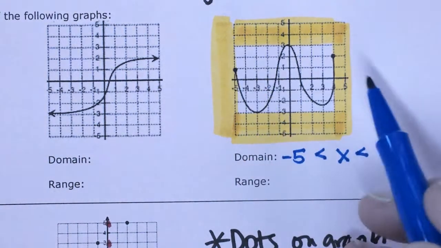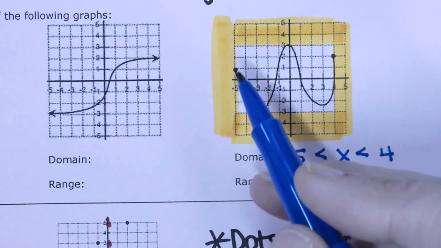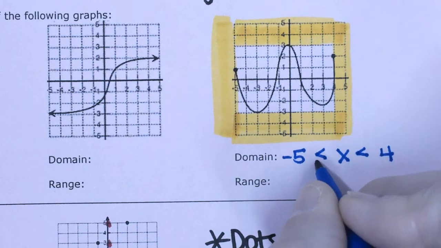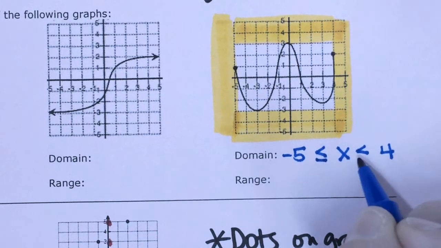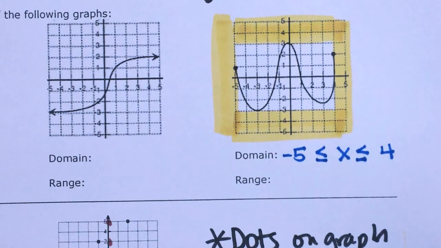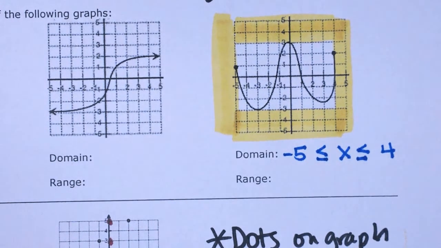Now I'm going to look at the endpoints. If you see a dot, we put or equal to and include it. If you see a dot over here, we put or equal to and include it. All right? Let's look at our y.